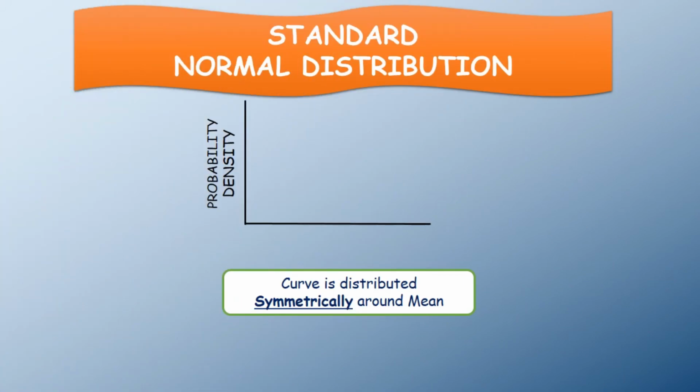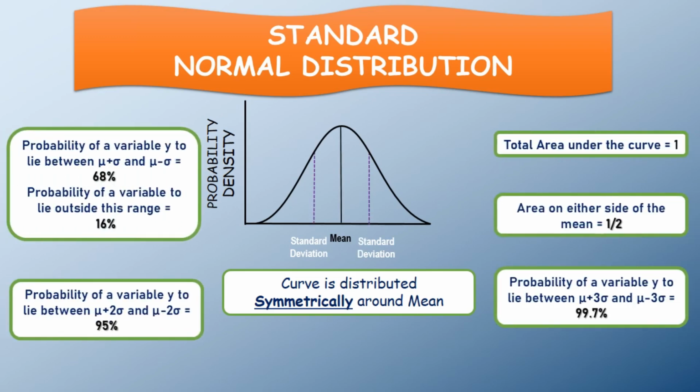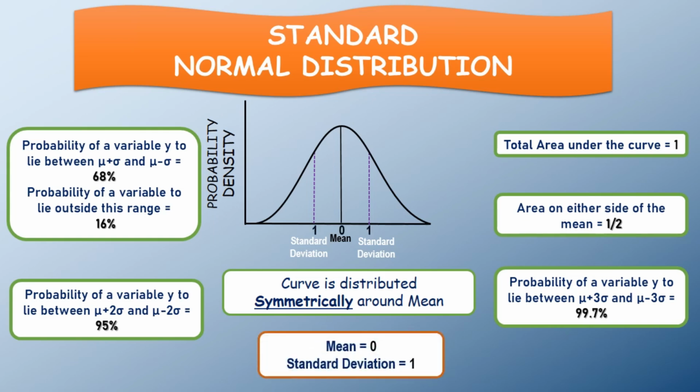It is actually a type of normal distribution only, where the probability distribution again looks like a bell-shaped curve. It has all the features of a normal distribution curve. The only difference between a normal and a standard normal distribution is that in standard normal distribution, the value of mean is 0 and the value of standard deviation is 1, whereas in normal distribution these values can vary to any number.